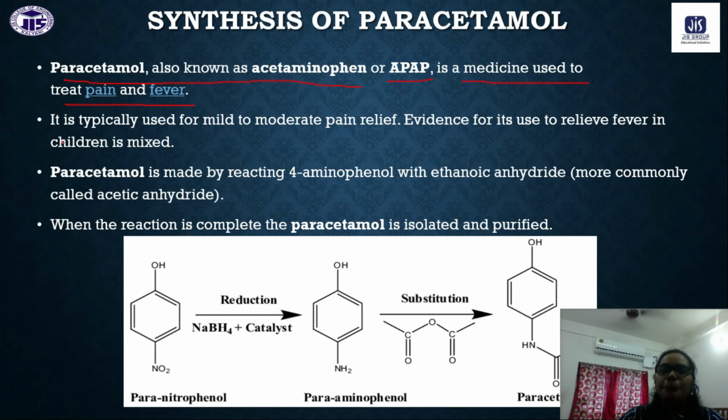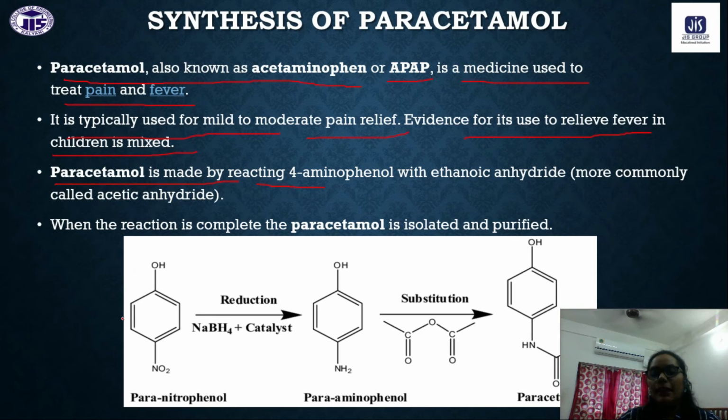Paracetamol, also known as acetaminophen or APAP, is a medicine that is used to treat pain and fever. It is typically used for mild to moderate pain relief. Evidence for its use to relieve fever in children is mixed. So paracetamol is made by reacting 4-aminophenol.